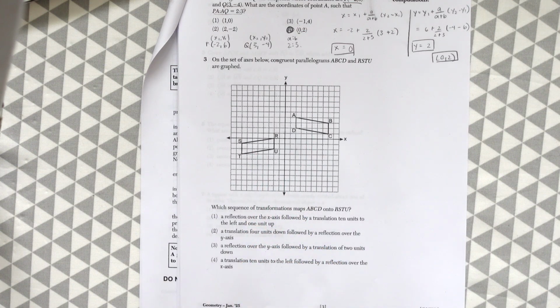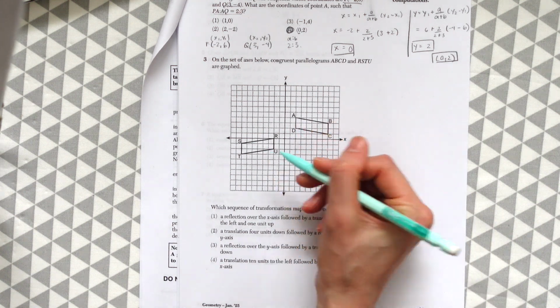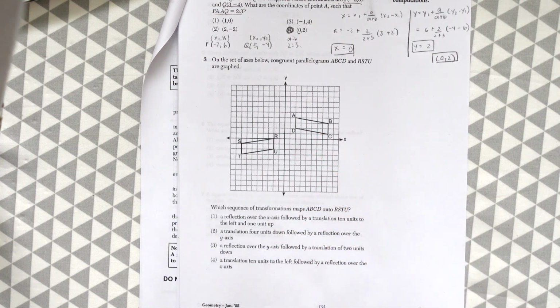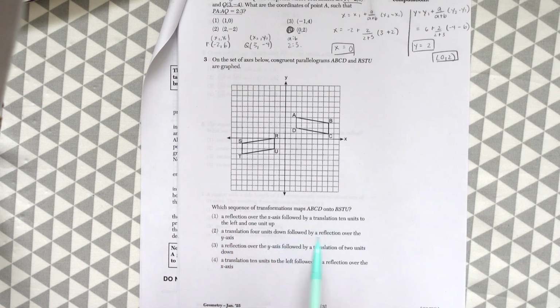Which sequence of transformations maps ABCD onto RSTU? So we're going from ABCD to RSTU, so we're going this way. Let's just go through each answer choice and see what makes sense. This first one says a reflection over the x-axis followed by a translation 10 units to the left and 1 unit up.